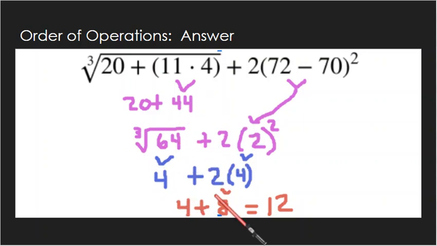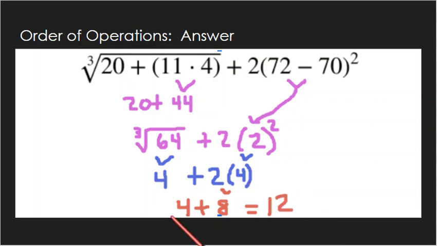Before I can add that to this stuff over here, I have to figure out what this stuff is, so I have to do this parentheses. 72 minus 70 gives me 2. Before I multiply, I have to do my exponent. GEMDAS: groupings, and then exponent. 2 squared gives me 4. Then I multiply before I add it to this, so 2 times 4 gives me 8. 4 plus 8 gives me 12.